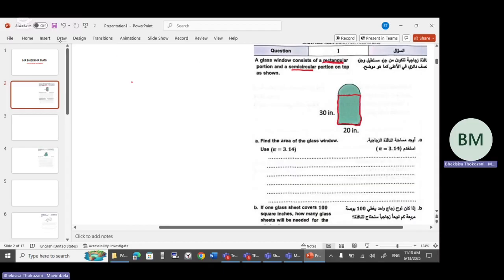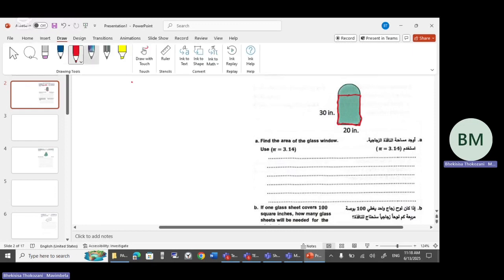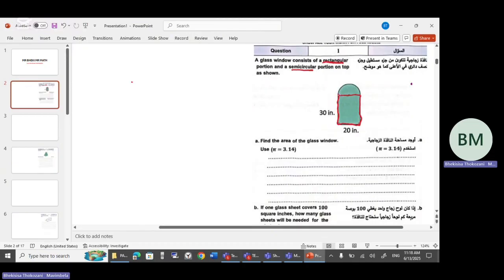And they are also talking about your semicircular portion, which is this one here on top. I hope I'm making sense. So now, what is the question here? The question says, find the area of the glass window, and they are saying we can use 3.14 for our pi.